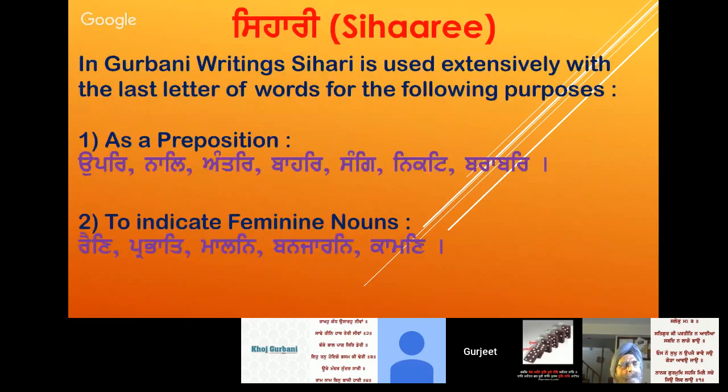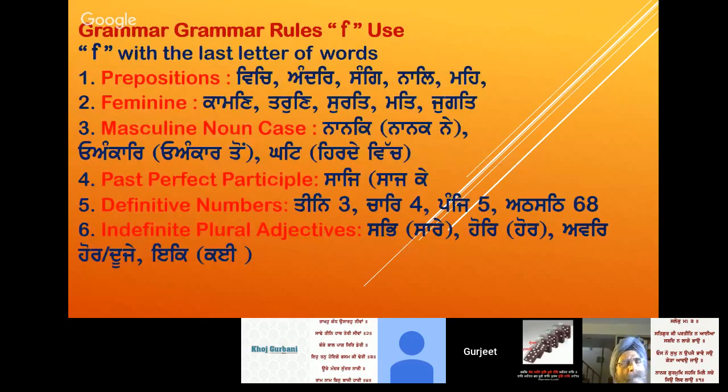Also, a lot of nouns are feminine because there is a sihari on the end. But sihari is also used as a preposition, so we shouldn't be confused about why the sihari is there. In the first case, as a preposition, they all have siharis but are not nouns. But in the second case, Rain, Prabhati, Malini, Banjarini, Kamini, they all have a sihari just to indicate that they are feminine nouns.